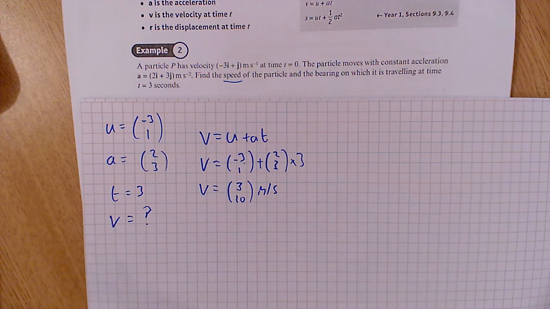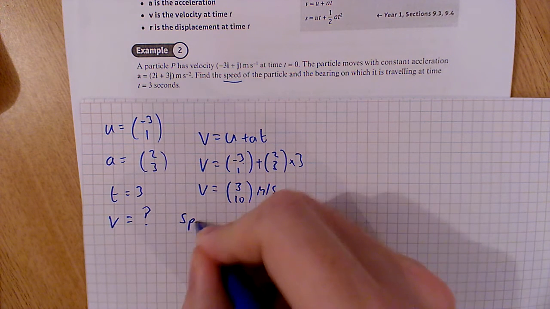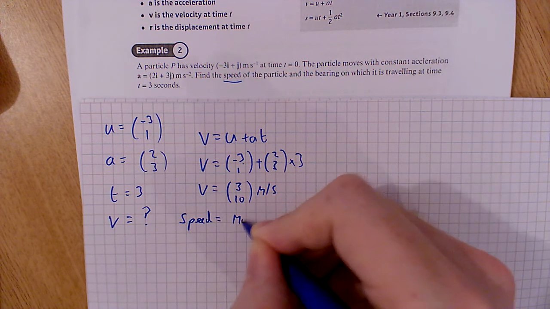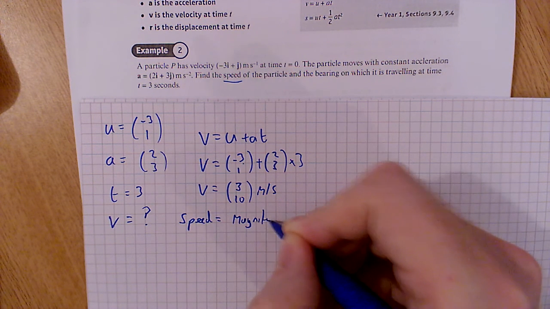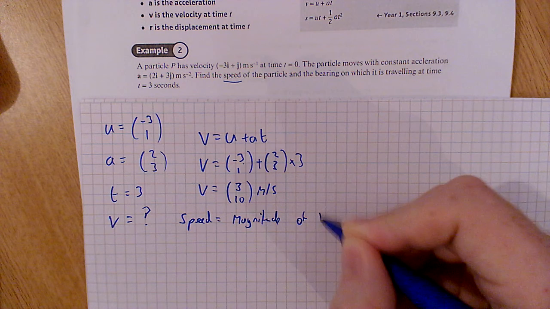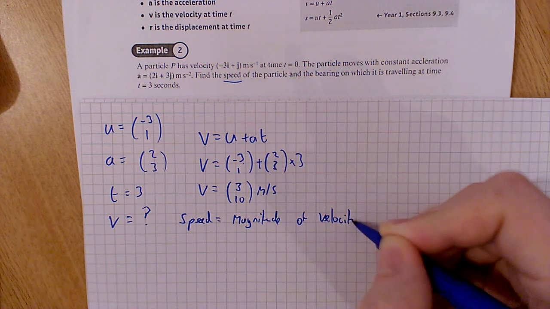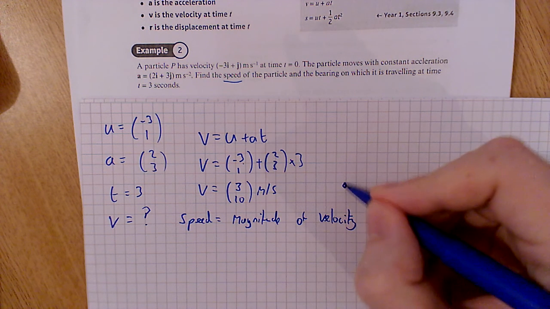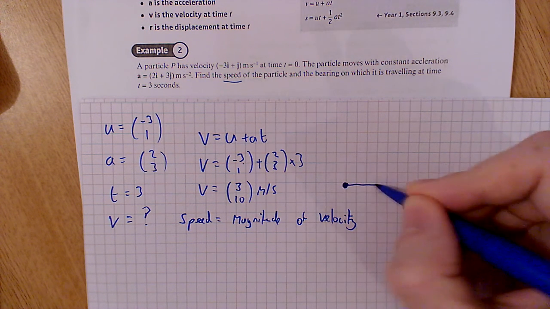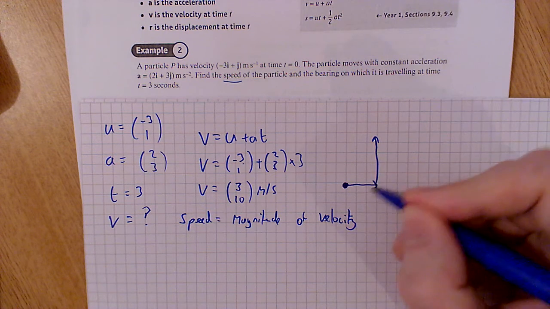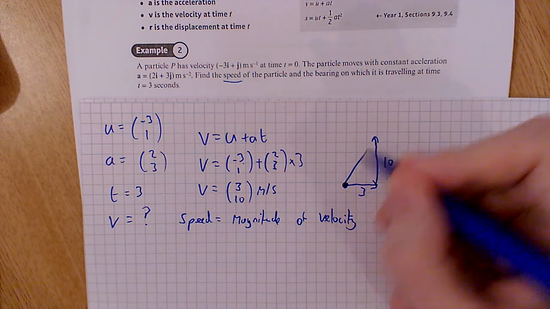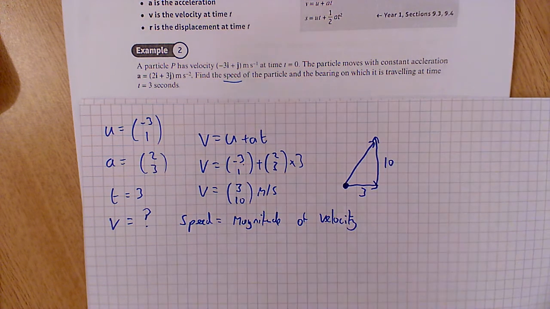velocity at that point. Because it's not asking for velocity, it's asking for speed. Speed is the magnitude of velocity, right? So speed doesn't care about direction. If we were to draw a little diagram to demonstrate that, we can see that this is going 3 across and 10 up. But actually the speed is the straight line distance. That's why it's the magnitude.